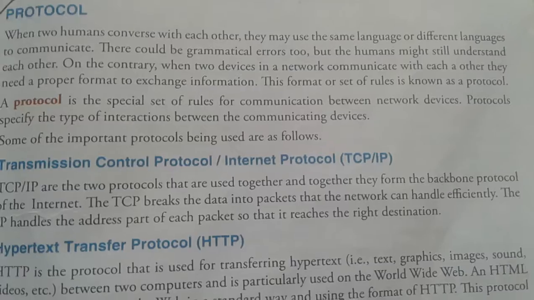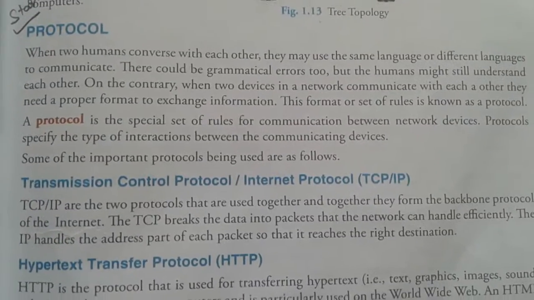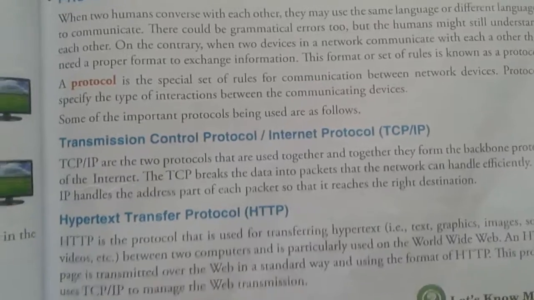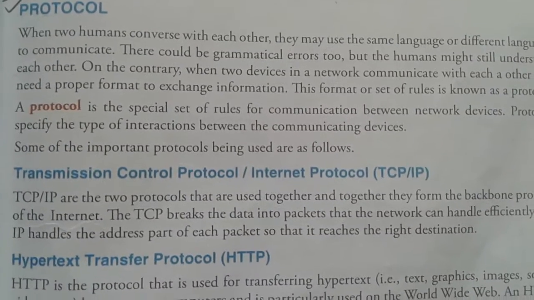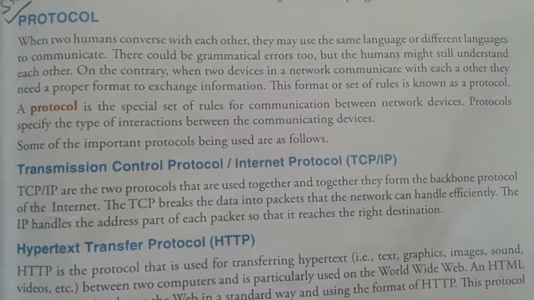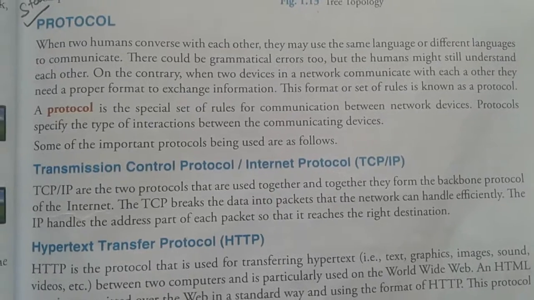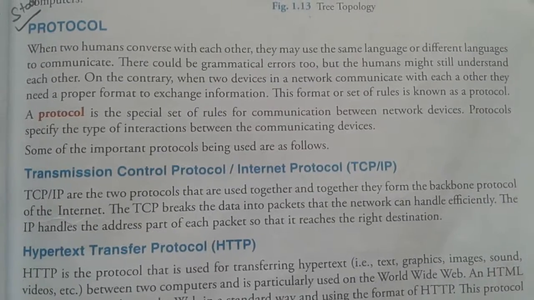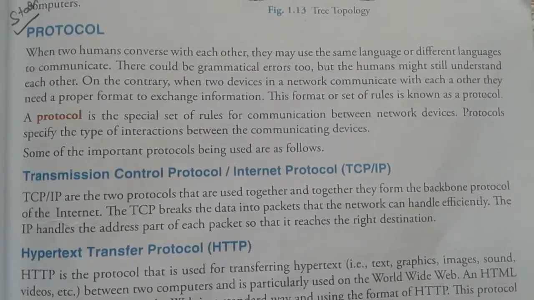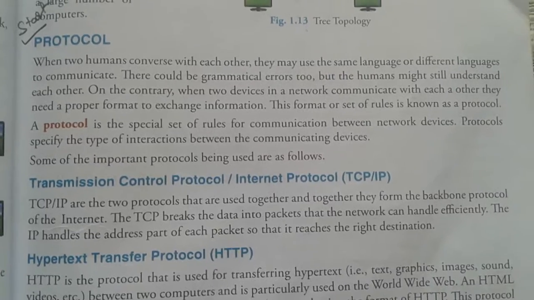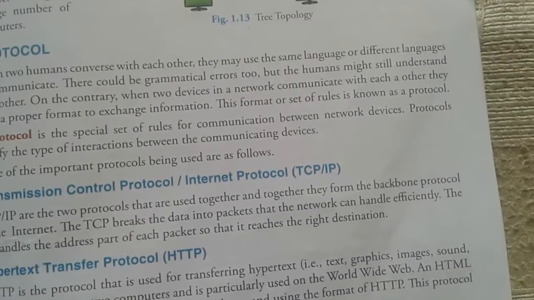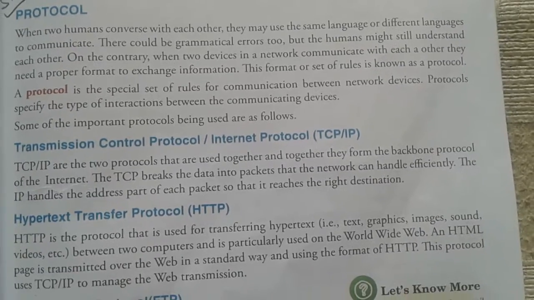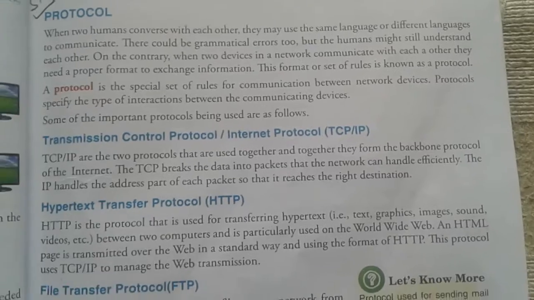So now let us learn the things. I'm going to read out the chapter as well as explain it to you. I already told you the meaning of the protocol. Protocols. When two human beings converse with each other, they may use the same language or different languages to communicate. Maybe English, Hindi, Marathi, Punjabi, Telugu, Tamil, Kannada, whatever, but both of them are speaking the same language. There could be grammatical errors too, but the humans might still understand each other.